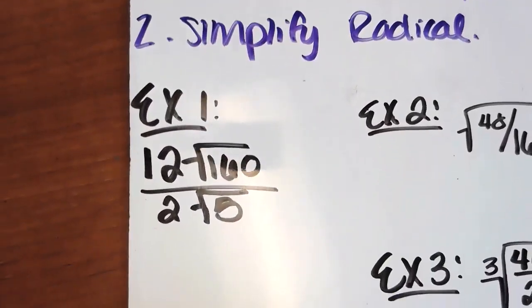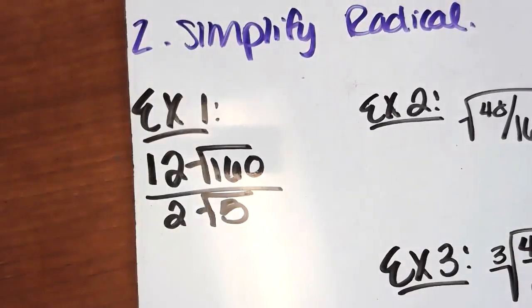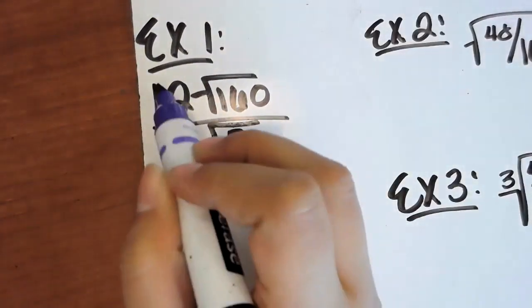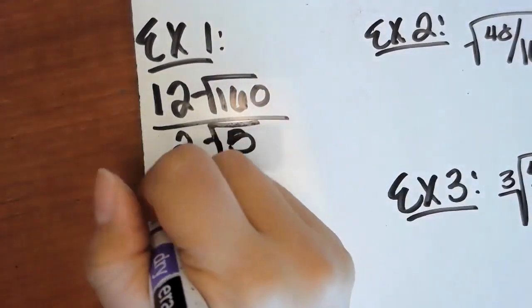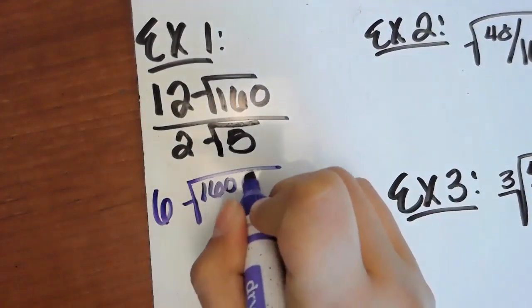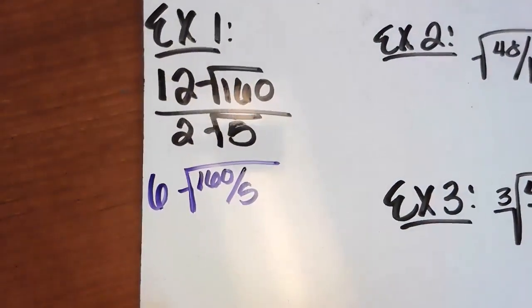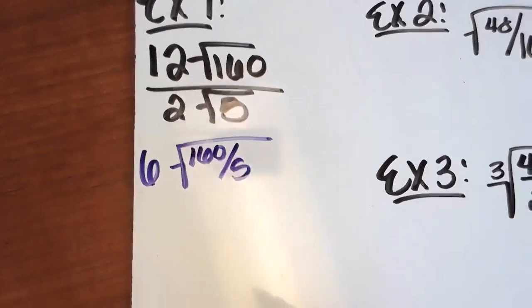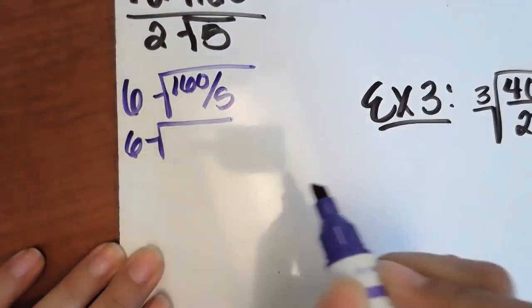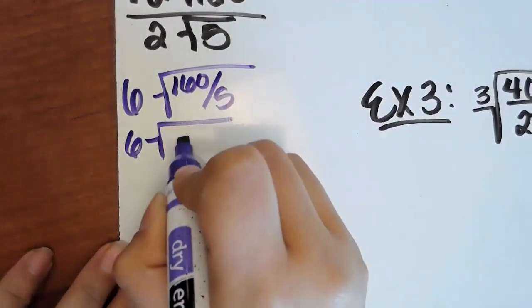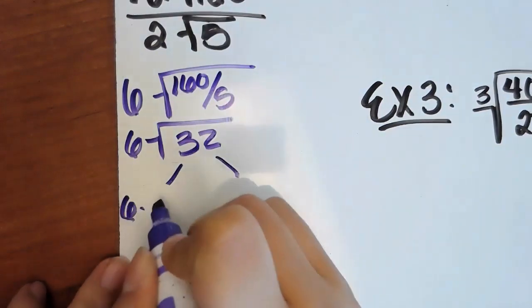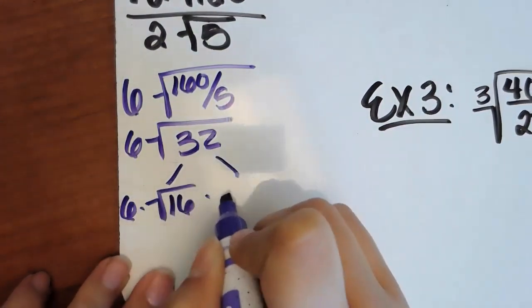So let's look at a couple of examples. Here's the first example. So, like it says, divide the coefficients. 12 divided by 2 is 6. And put them both underneath the same square root. And then you just reduce inside of the square root. So 160 divided by 5 is 32. And then you would reduce your radical. Half of 32 is 16.